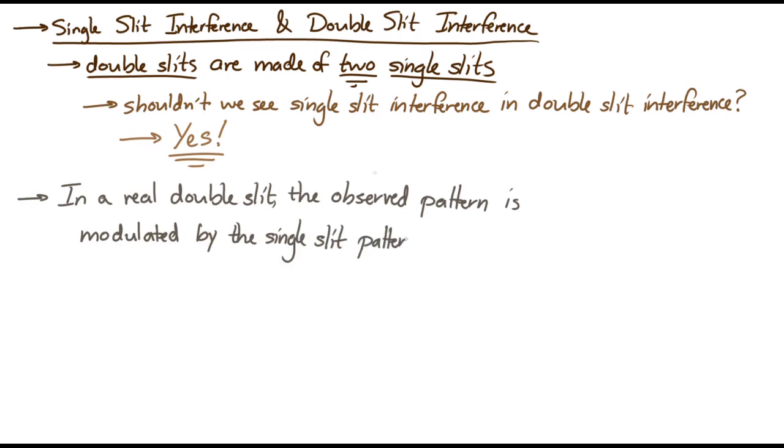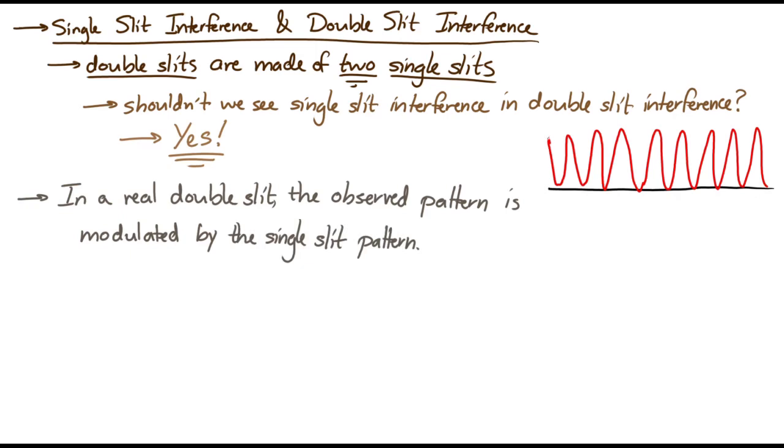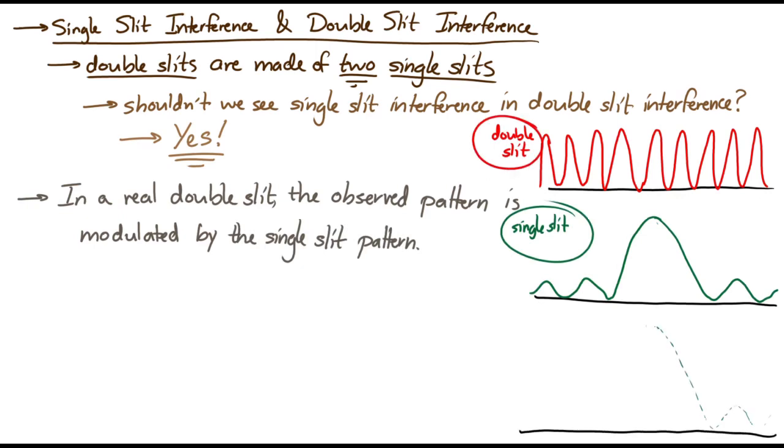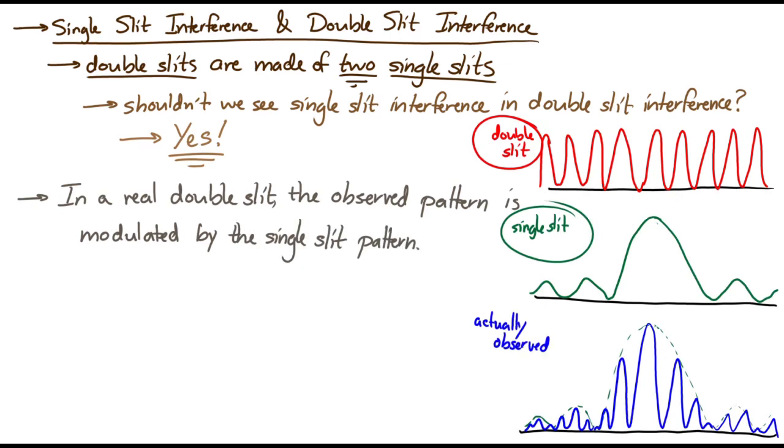So here's a double slit pattern, and here's a single slit pattern. In reality, what you would observe on a screen would be the combination of those two. It would look like this. Here's the single slit pattern, and the double slit pattern is, the word we use is, modulated by the single slit pattern. This is what we would actually observe on a screen.